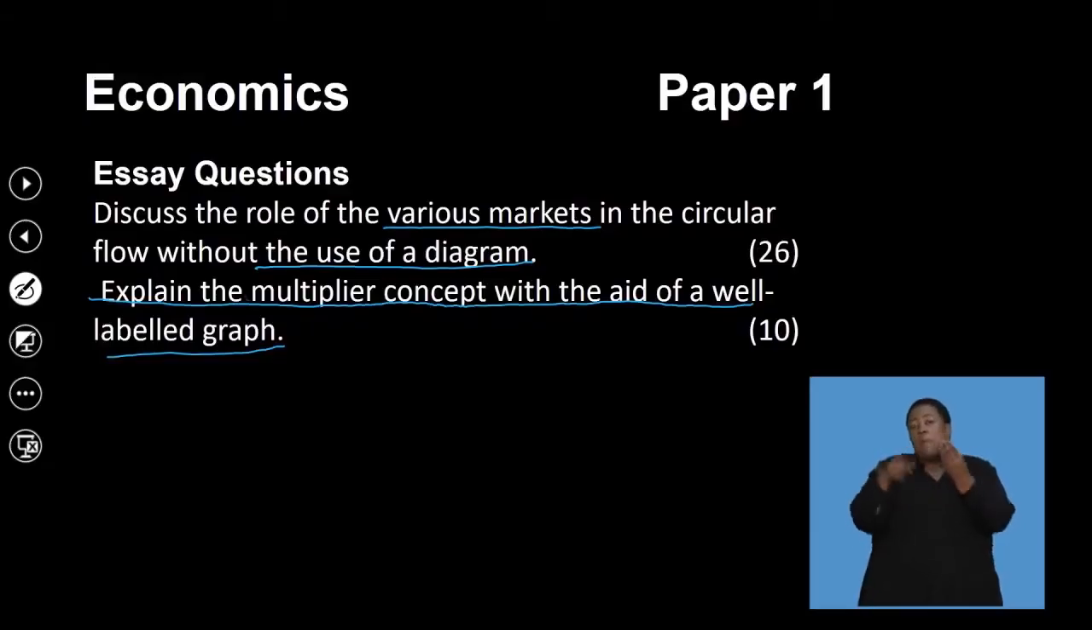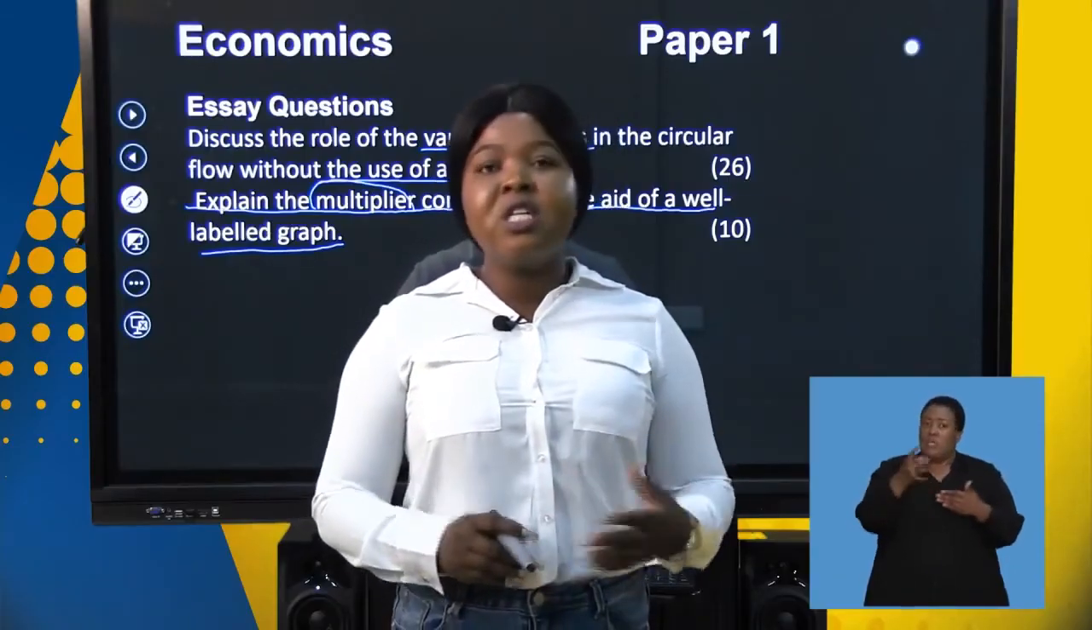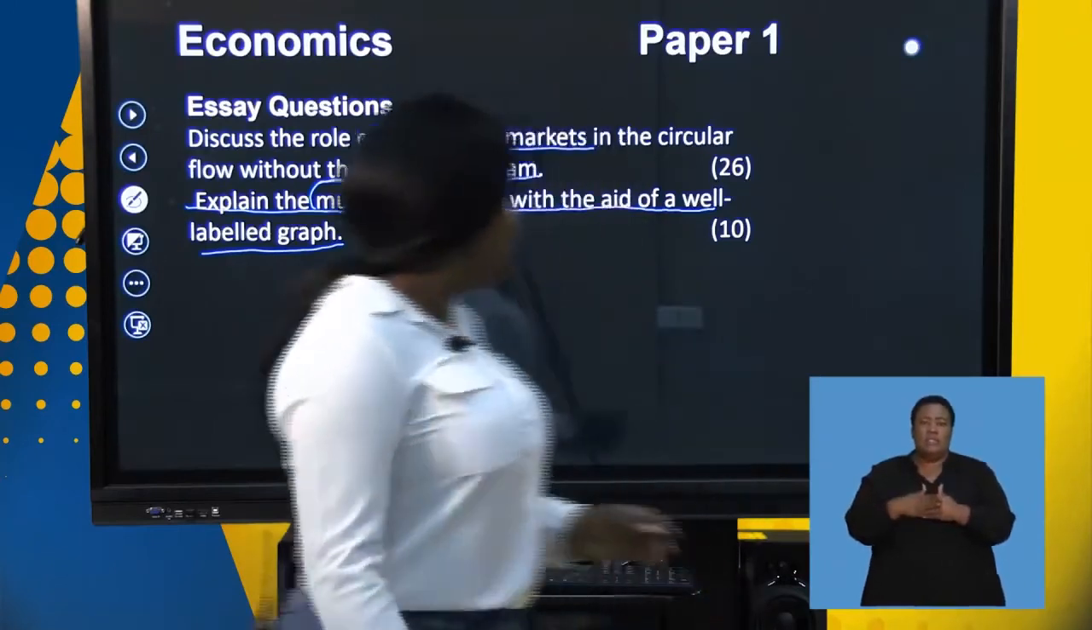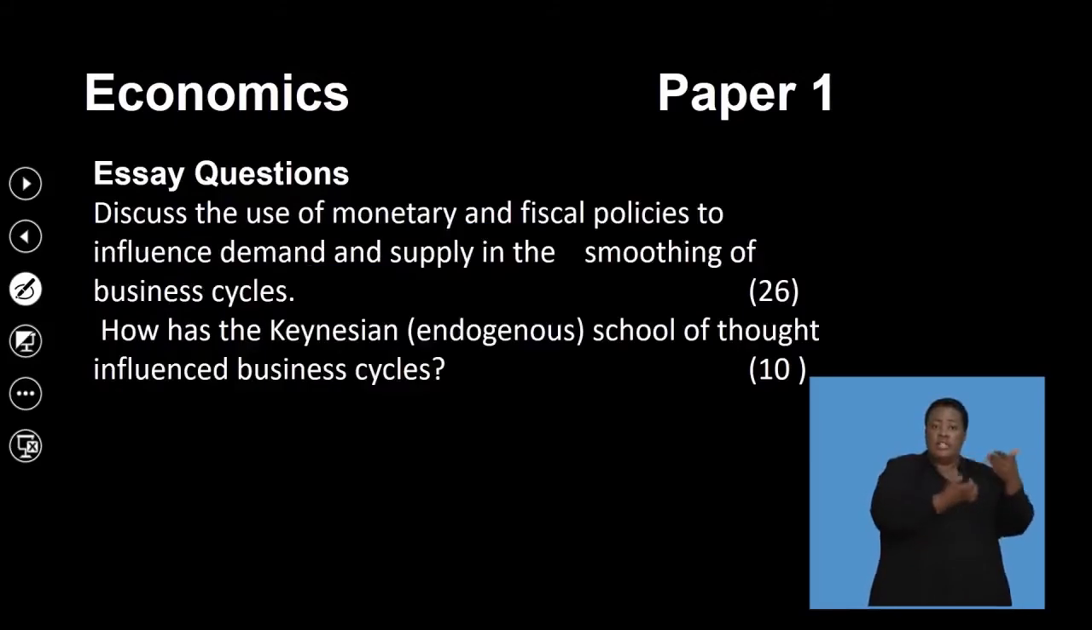I stress again, the multiplier is a very important concept for your final exams in paper 1. Practice it, do past exam papers so that you are comfortable with it. Remember, your essay should have an introduction and a conclusion, and the conclusion is higher order difficult. So the first essay is the one on markets. Let's look at the second essay.